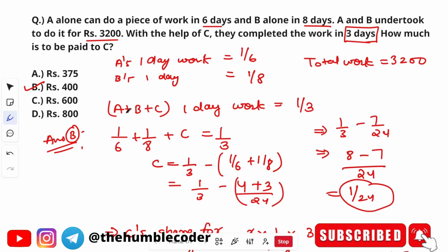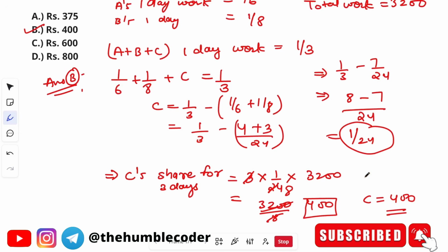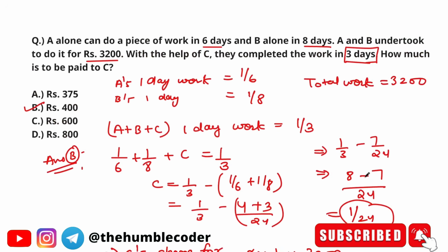So we formulated this equation that A plus B plus C's 1 day work is 1 by 3. In this equation, we substituted all the values. Finally, we got the amount of work that C will do in 1 day, and then we were asked for C's share for 3 days. So in 3 days, the amount of work that C has done is 1 by 24. We simply multiplied it with the total wage that they have gotten. In this way we found the share that C will get, which is 400. So the correct answer for this question is option B, 400.